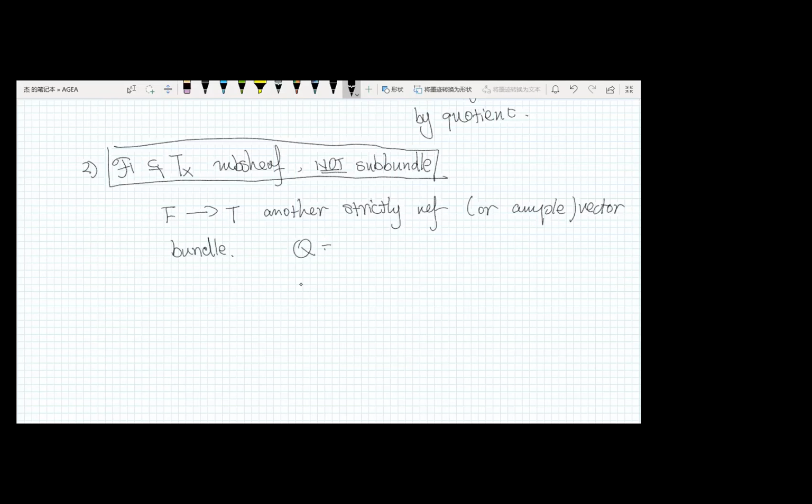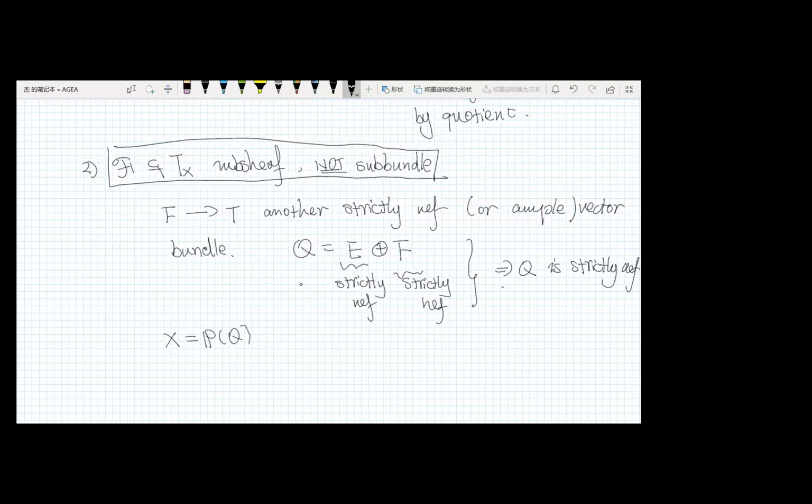And you set Q to be the direct sum of E and F, okay? Because E is strictly nef, and F is also strictly nef, this just means the vector bundle Q is also strictly nef. Now you let X be the projectivization of Q. So this is a projective bundle over T.